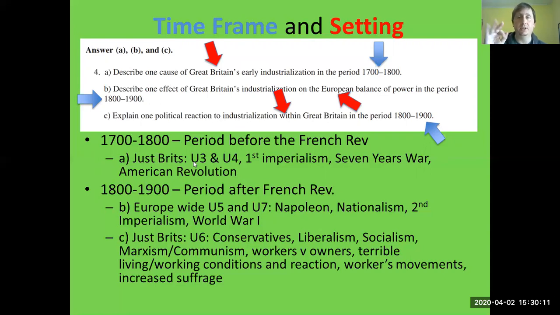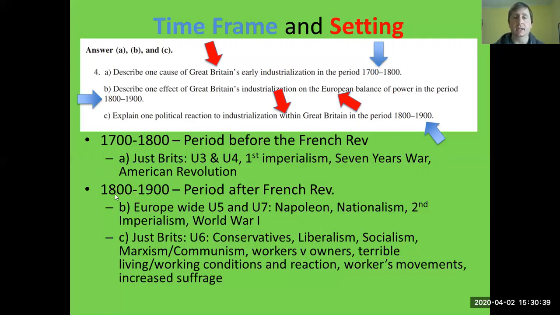For the French Revolution, if you're in unit 3, 4, it will be late unit 3, late unit 4, and early unit 6. So we're talking about the first imperialism. Remember, the first imperialism is from America. Britain had a big part to play in that. That's why I'm speaking English right now. We're talking about the Seven Years' War. We're talking about the American Revolution. These are all things that are happening during this time period.